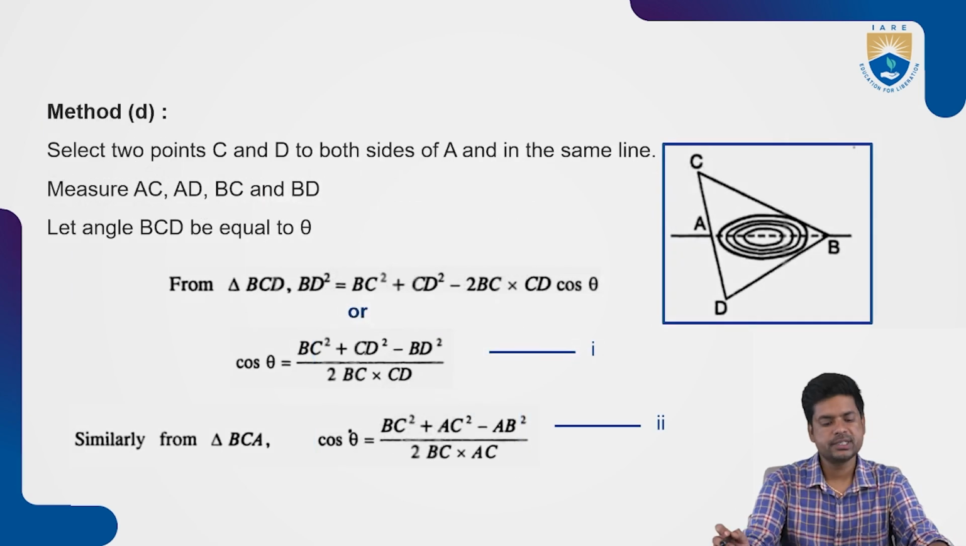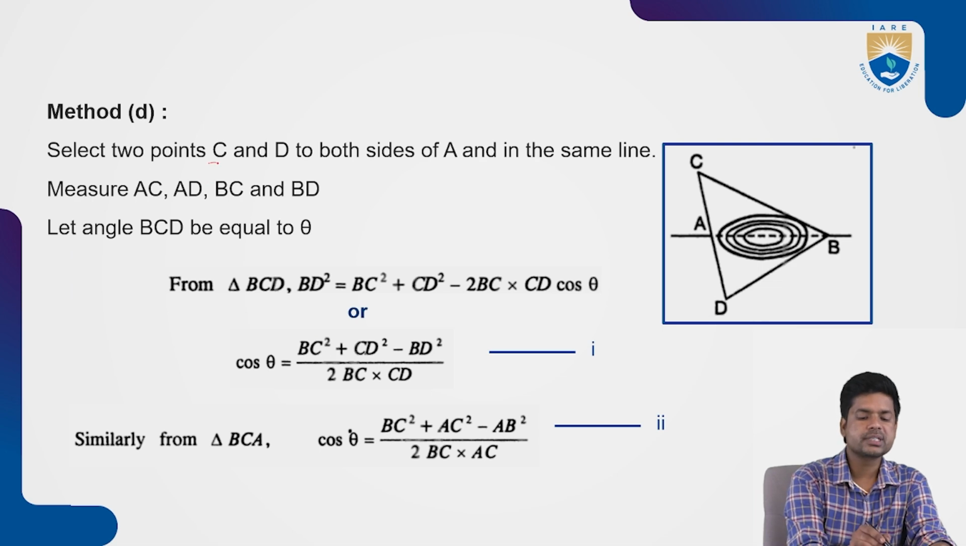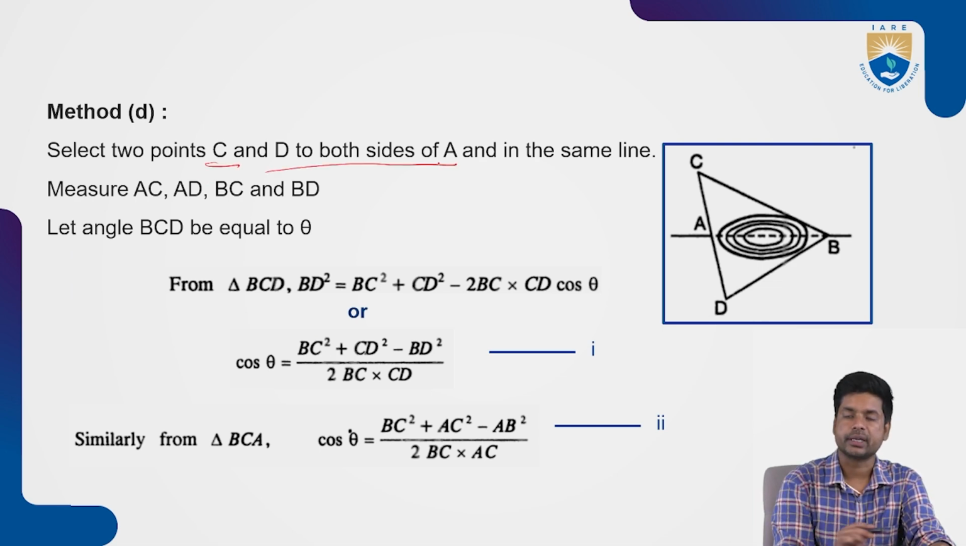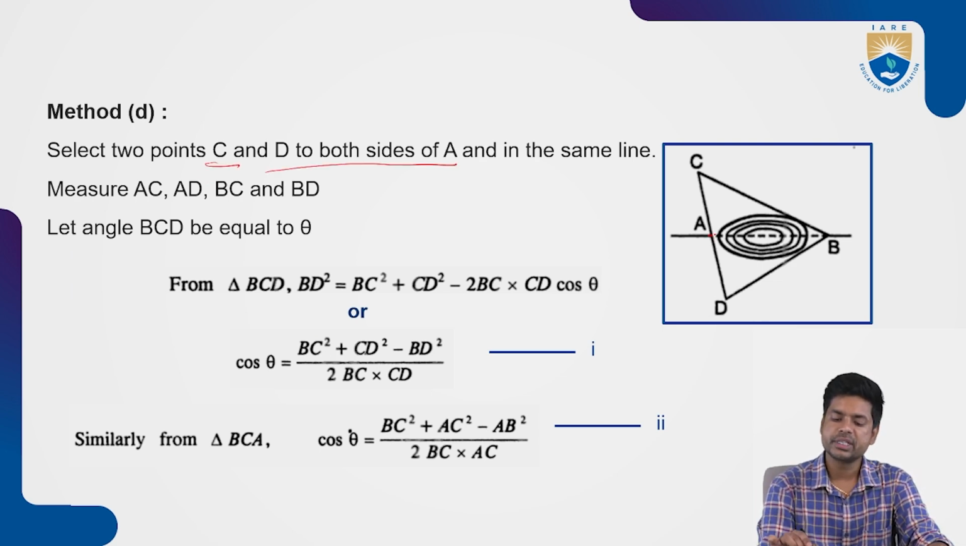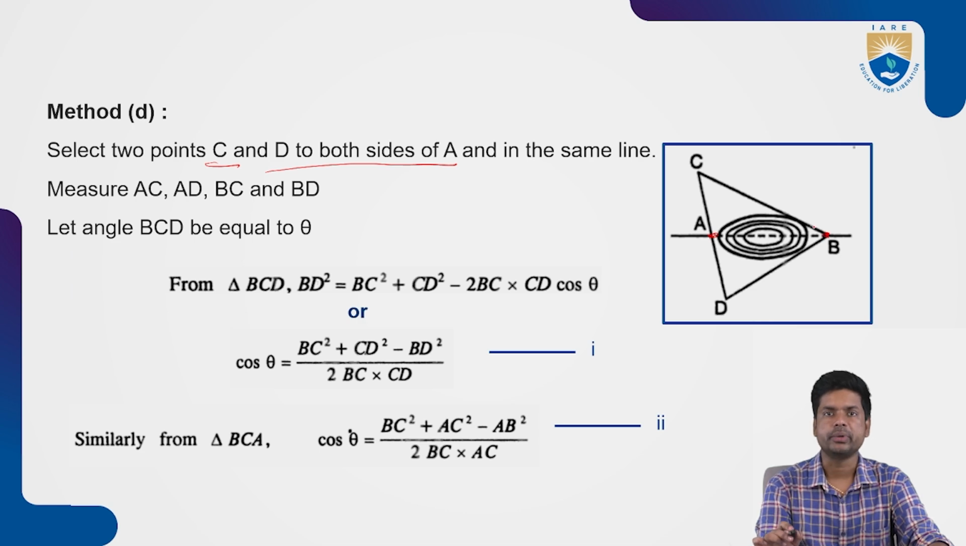Now, the next method is to select 2 points, C and D, on both sides of A. Here I want to measure the distance from point A to point B. So now we have to establish and locate the 2 points, that is point C and point D, on either side of the point A.